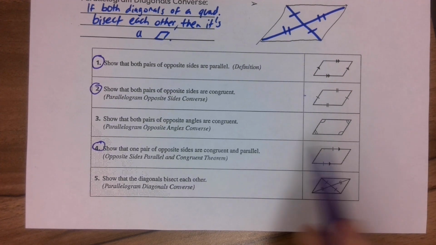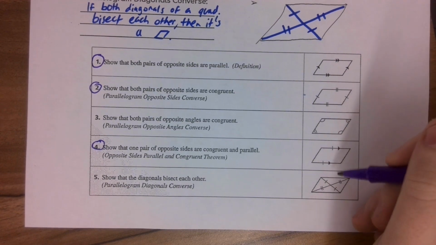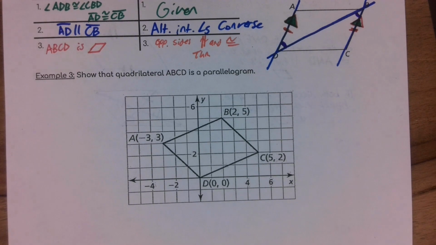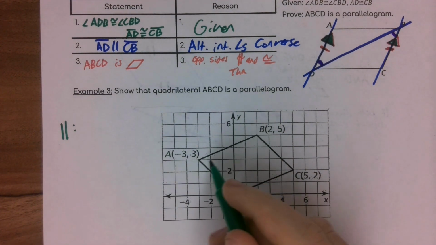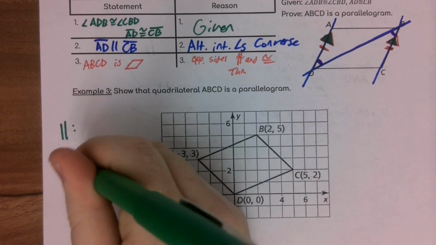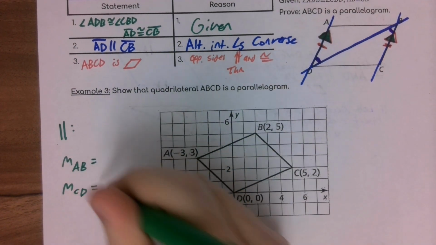To save on time, I'm going to do problem number 4, or theorem number 4, so that you can see how to find their congruent and how to find their parallel. So let's do that. We have to show that any one side of this quadrilateral is both parallel and congruent. So how do we show the two sides are parallel? We know that two things are parallel if their slopes are the same. So all we need to do is find the slope of AB and the slope of CD and compare them.